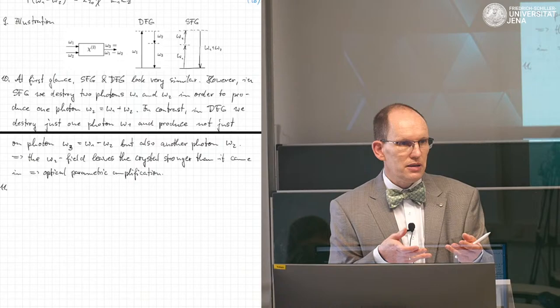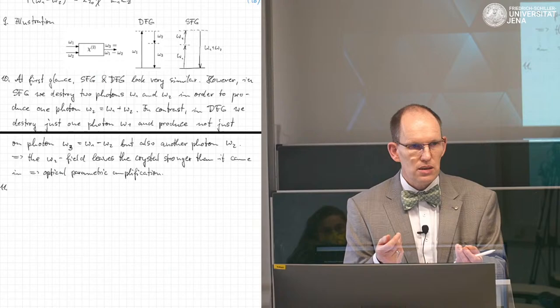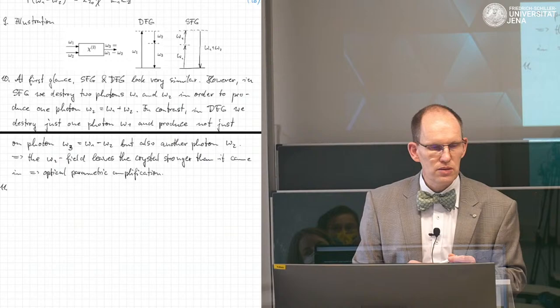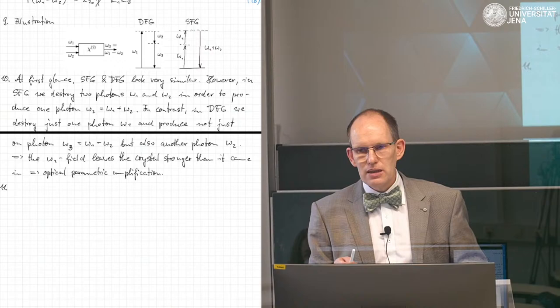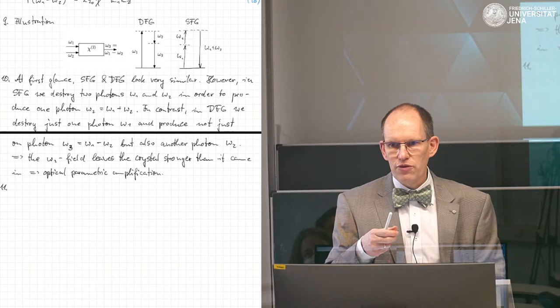For example, the Einstein-Podolsky-Rosen paradox. So these experiments are typically done with such photon sources. Actually, this parametric down conversion, difference frequency generation, was the starting point of modern quantum optics in a certain sense.